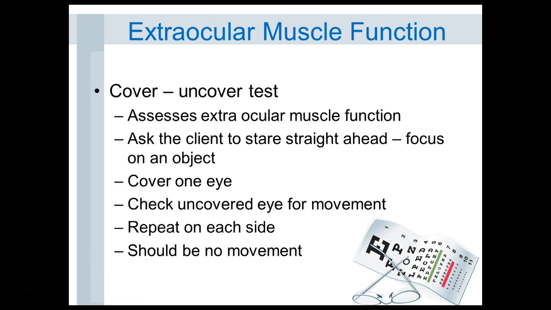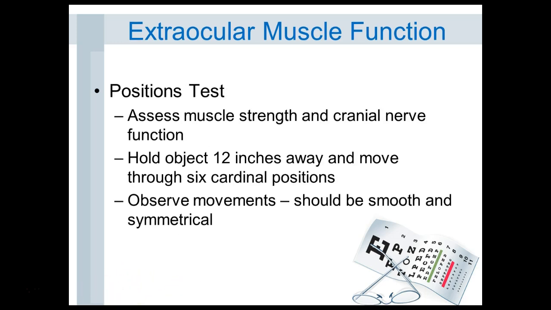The cover and uncover test. This assesses extraocular muscle function. You're going to ask the client to stare straight ahead and focus on an object. You cover one eye and check the uncovered eye for movement. You're going to repeat this on each side. Position test. This assesses the muscle strength and cranial nerve function. You're holding an object 12 inches away and moving it through the 6 cardinal positions. The movement should be smooth and symmetrical.